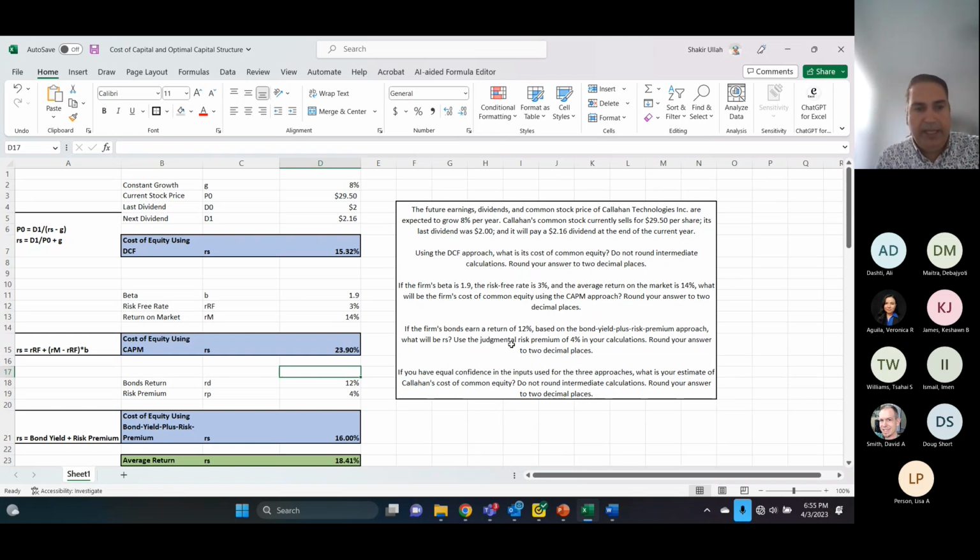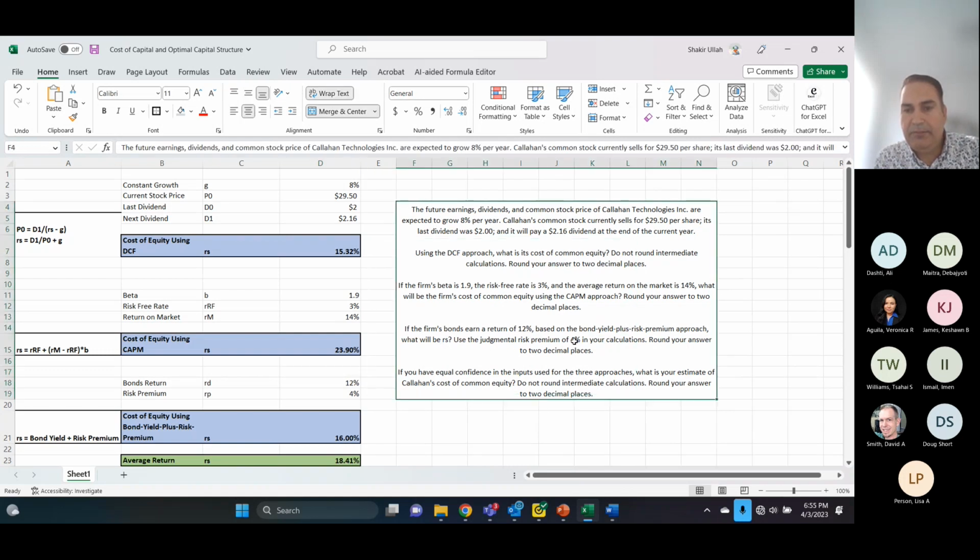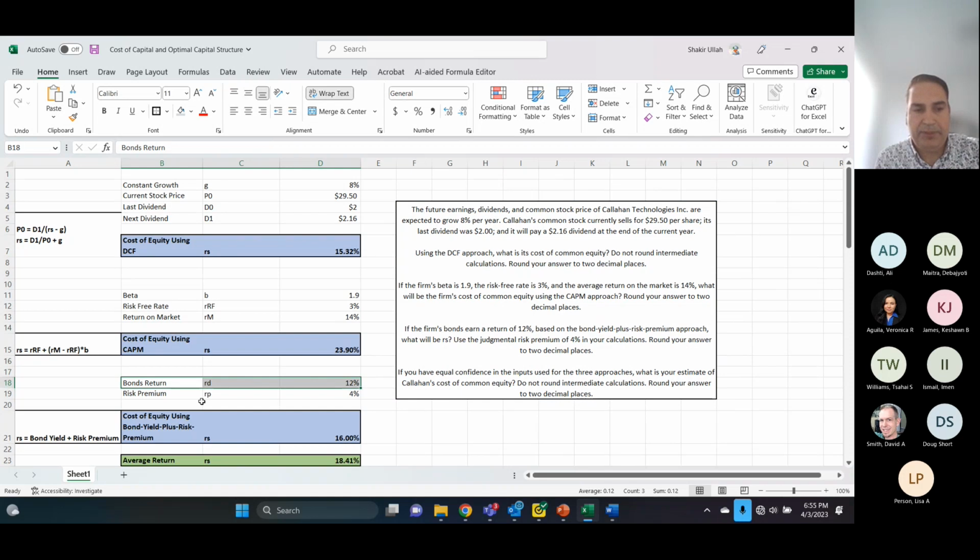Okay, and then there is the third method. If the firm's bond earns 12%, based on the bond yield plus risk premium approach, what will be RS? The risk premium on this method is given as 4%. So we know that the bond return RD is 12% and the risk premium RP is 4%. What will be the cost of equity? We simply add the two, and that comes out to be 16%.